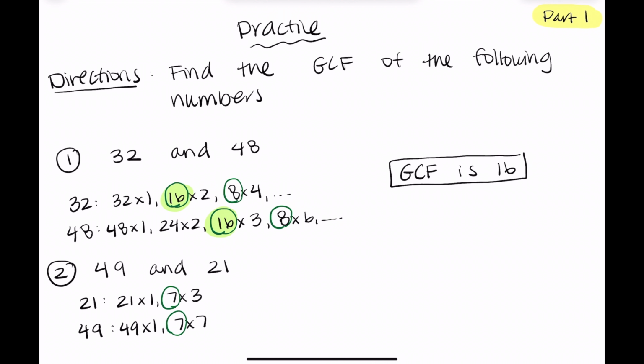So the common factor here between the 21 and the 49 is 7. There's only one pair. So since there's only one, that would be the greatest common factor. So our answer for number 2 would be that the GCF is 7.